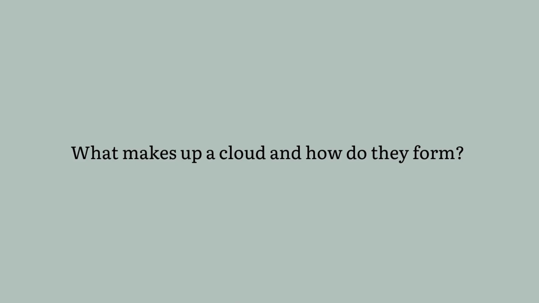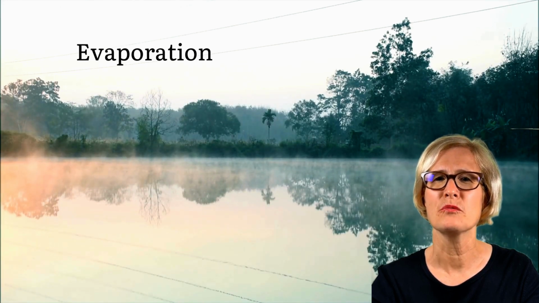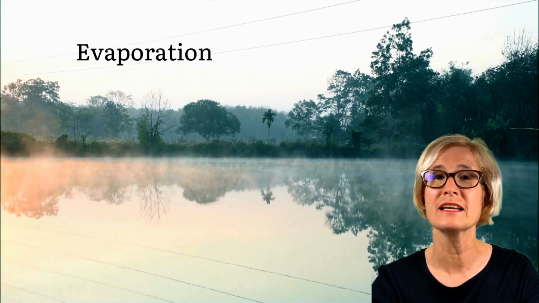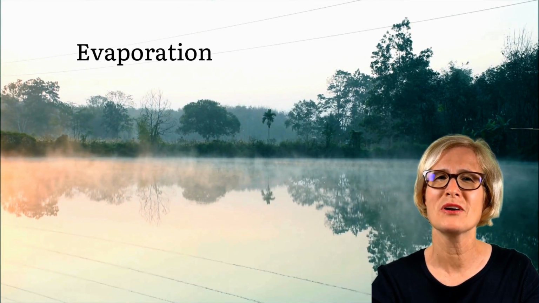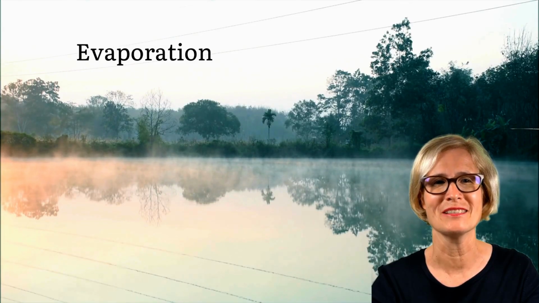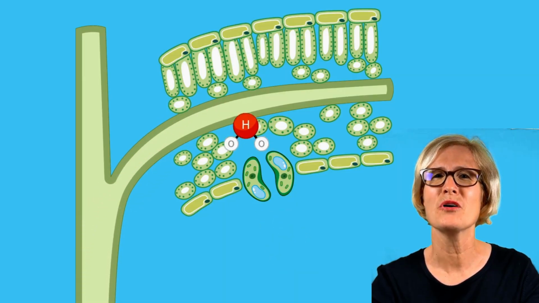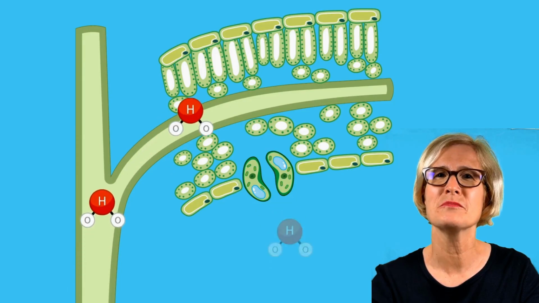First of all, what makes up a cloud and how do they form? Well, clouds are made up of tiny water droplets or ice crystals. They play a crucial role in the water cycle and in shaping weather patterns around the globe. Cloud formation begins when water from oceans, rivers, lakes, and surface runoff rises as water vapor, a process called evaporation. It also happens when water vapor evaporates from plants.